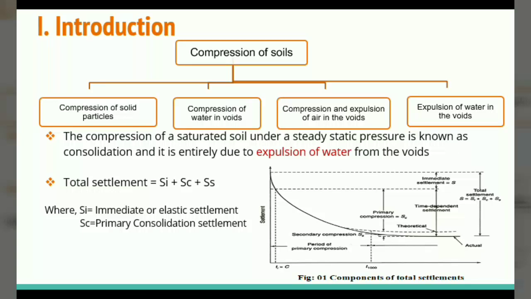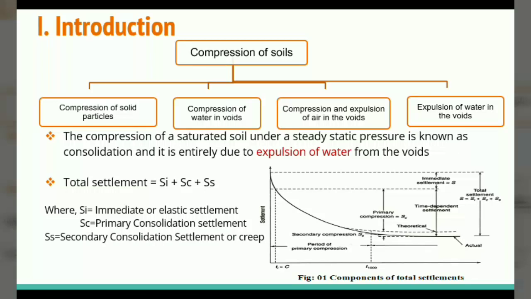So by the escaping of water, the excess pore water pressure is transferred to the solid particles, and that's why the effective stress is increasing. So at the end of primary consolidation, or at the time of completion of the primary consolidation, all pore water pressure is dissipated into the effective stresses.